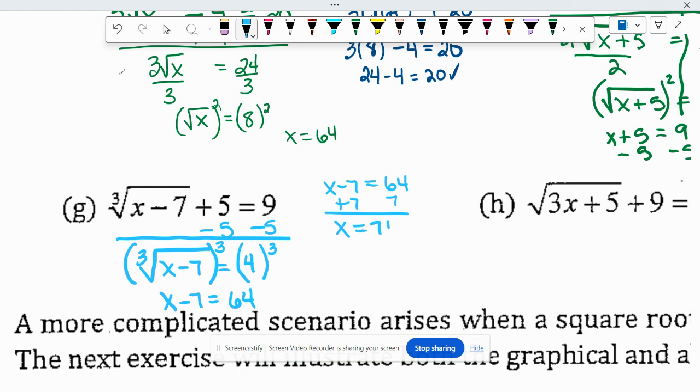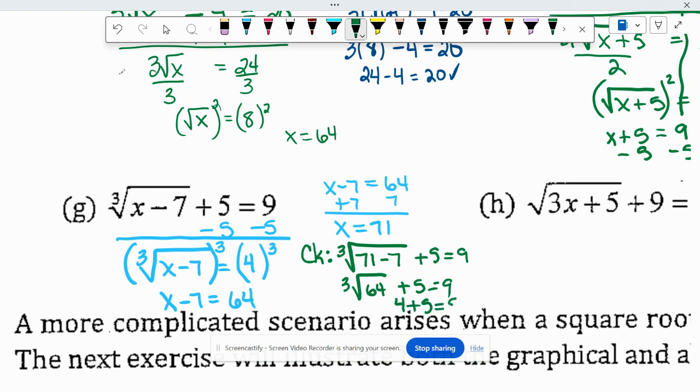x equals 71. I need to check it, and I need to write small. So let's see. For my check, I have the cube root of 71 minus 7 plus 5 on the outside equals 9. Well, 71 minus 7 is 64. And the cube root of 64 is 4. And 4 plus 5 is 9.